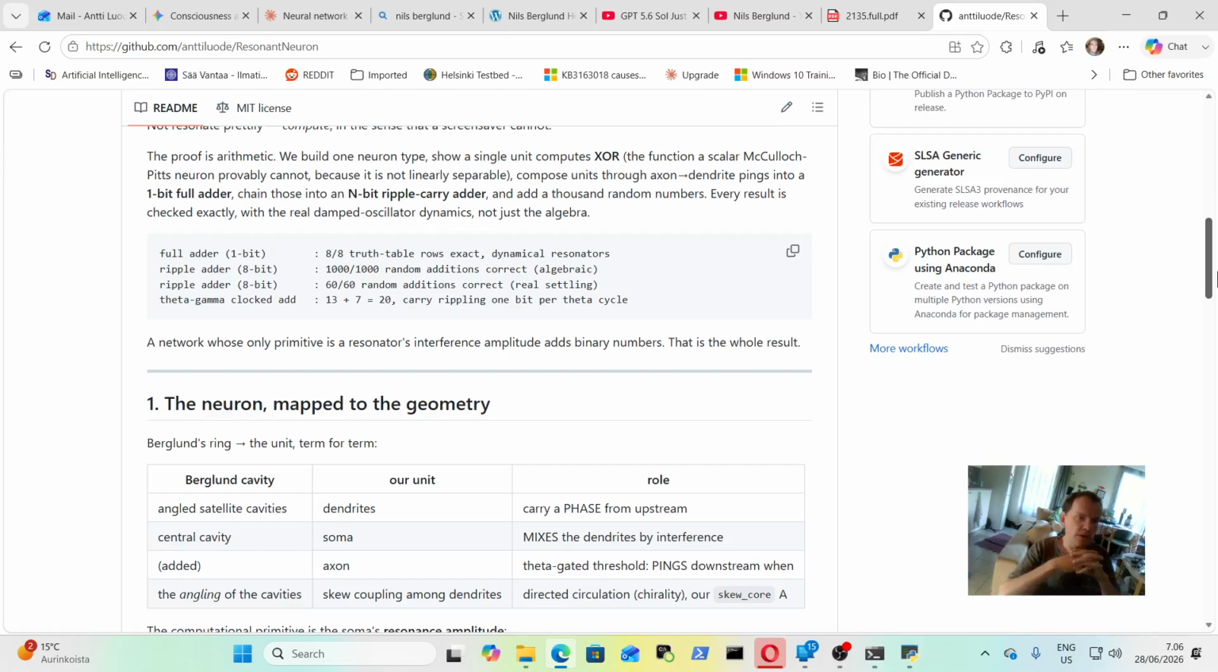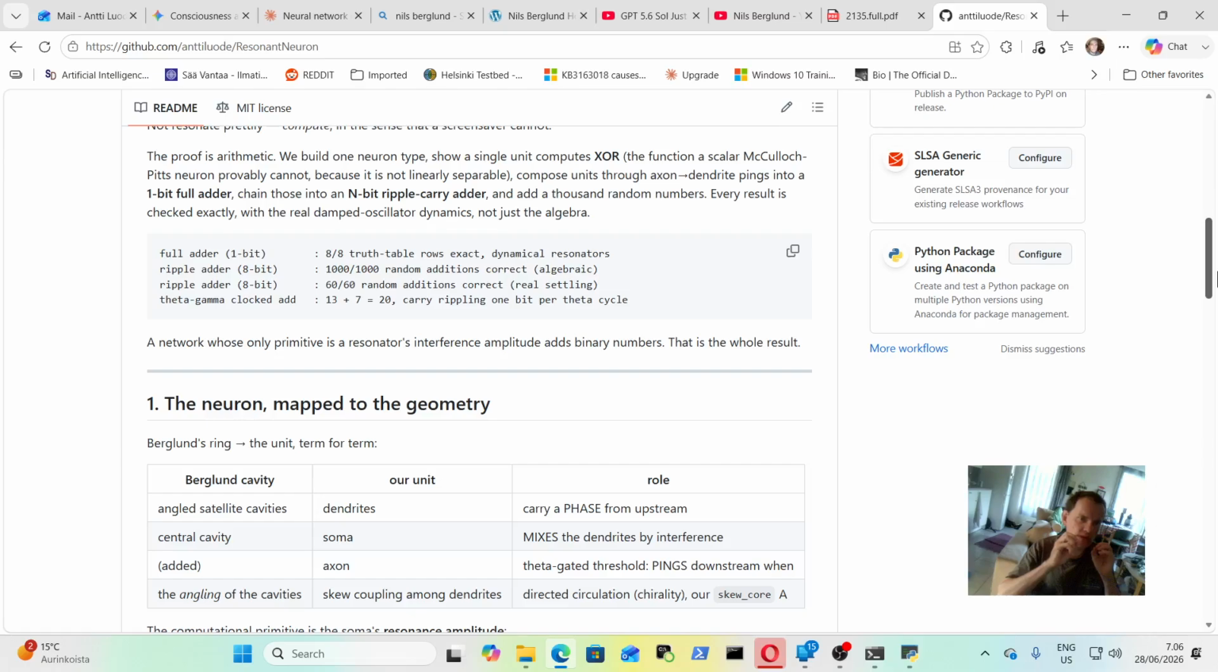We built one neuron type, so a single unit computes XOR. The function a McCulloch-Pitts neuron probably cannot compute because it's not linearly separable. The McCulloch-Pitts neuron is the neuron that was developed in the 40s by McCulloch and Pitts, what the whole AI thing is based on. They were very, very smart people who invented it, looking at the point neuron, and they developed that. And here we had AI just develop perhaps something.